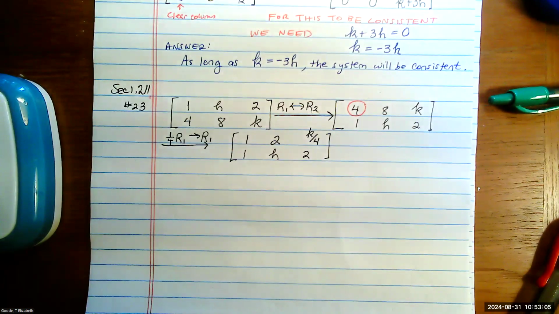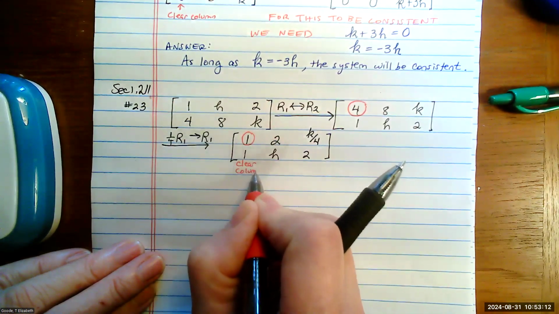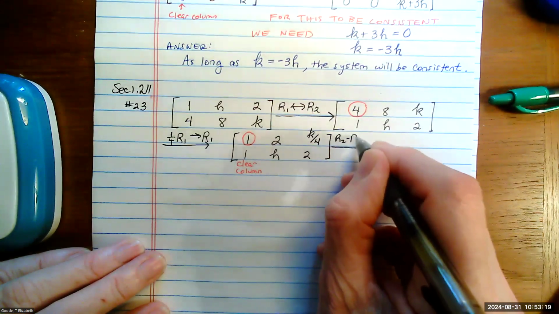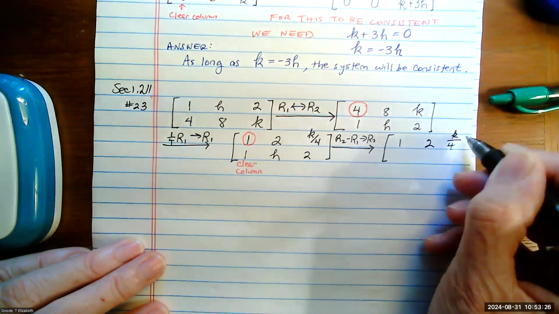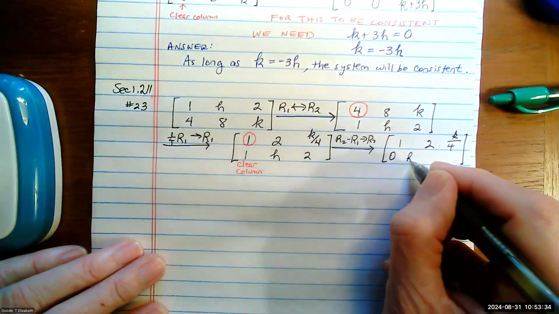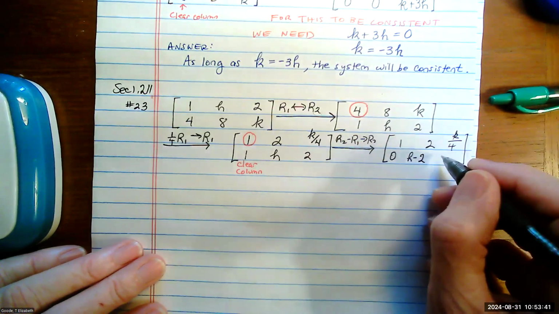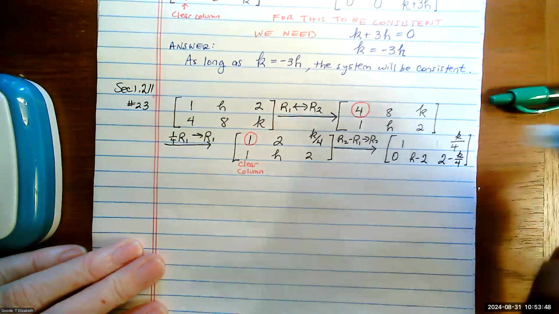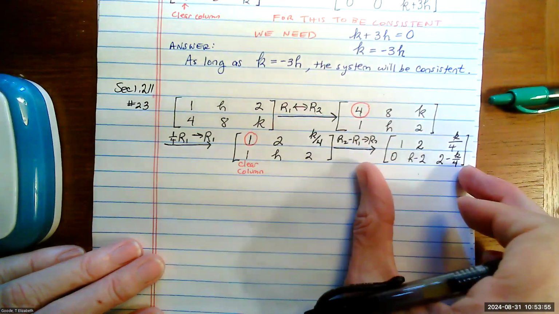And now, of course, we're going to clear this column because we have a pivot. We want to clear underneath that A11 position, clear the column. And the way that we'll do that is we'll take row 2 minus row 1. And of course, replace row 2. So row 1 is not going to change. But row 2 now is going to be 0, H minus 2 times, just H minus 2. And then we're going to have 2 minus K over 4. Okay, let me line this 2 up a little bit nicer, get the A12 entry and the A22 entry lined up. Okay, so here we have this.